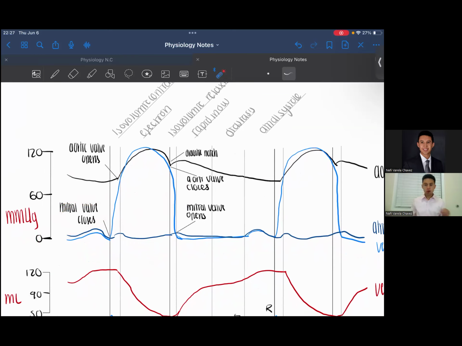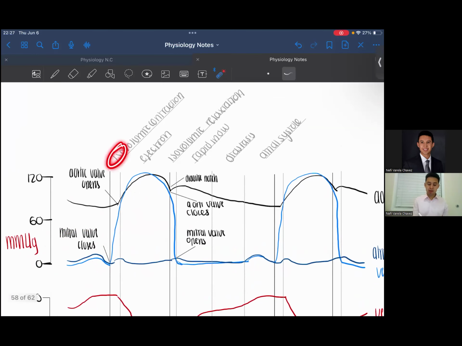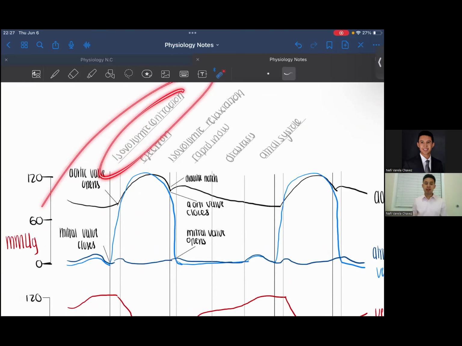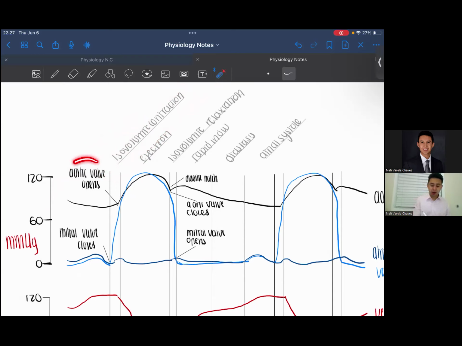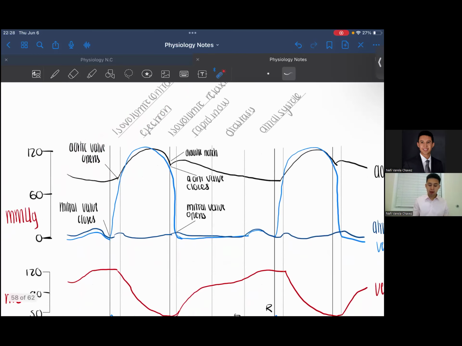Okay, then we're going to start building pressure in the ventricle, but we're not going to change the volume, okay? Iso means the same, volumic means volume, and we're going to call this phase the isovolumic contraction, okay? So isovolumic contraction, because we are keeping the same volume, but we are increasing the pressure, okay? So pressure is going to start building up, building up, until the aortic valve opens, okay?